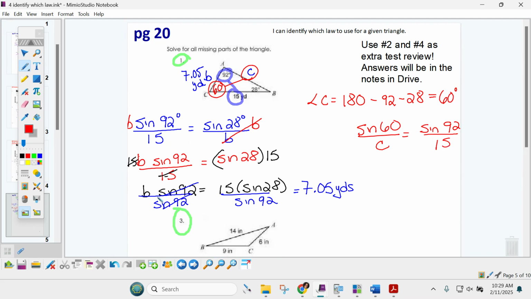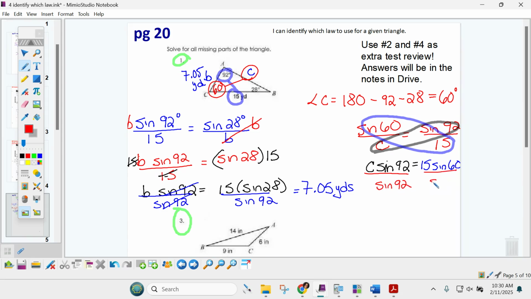If you didn't like moving the pieces around when we were solving in individual parts, you can cross multiply. C times sine of 92 equals 15 times sine of 60. Then we're going to divide by the sine of 92. Side C equals 13 yards.